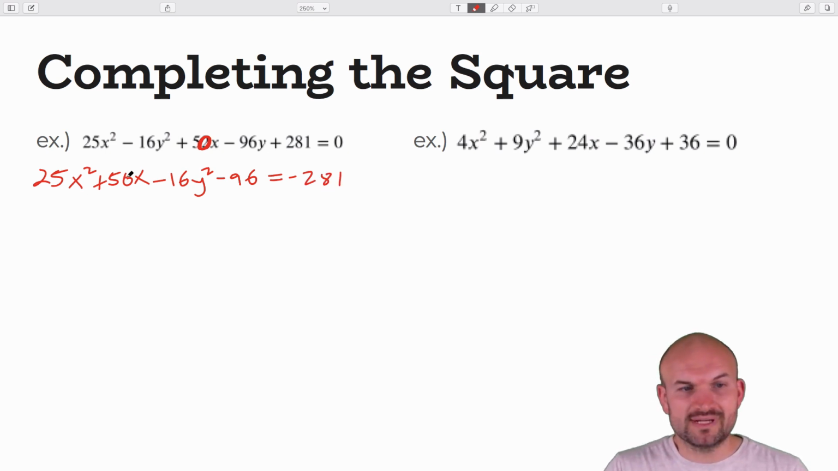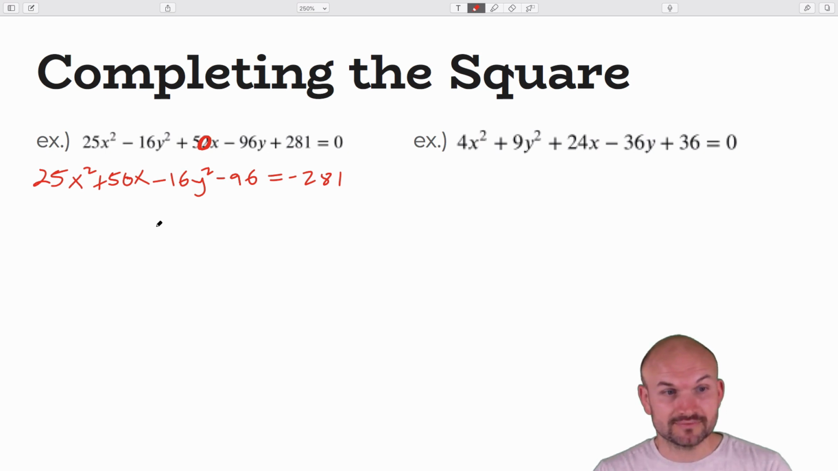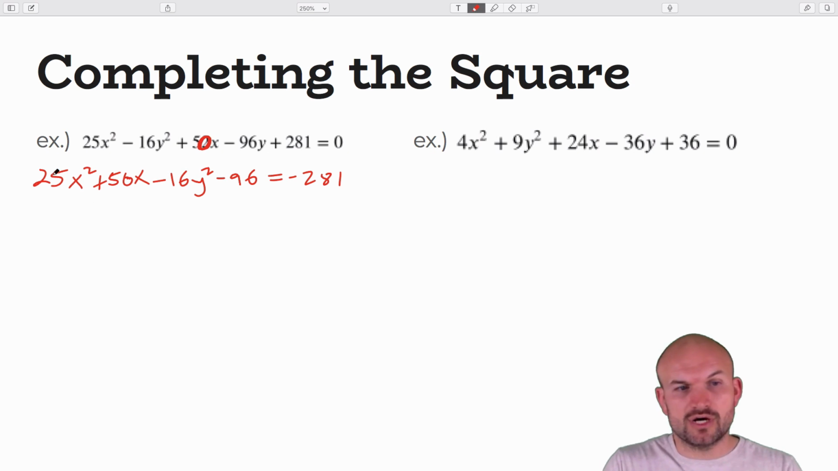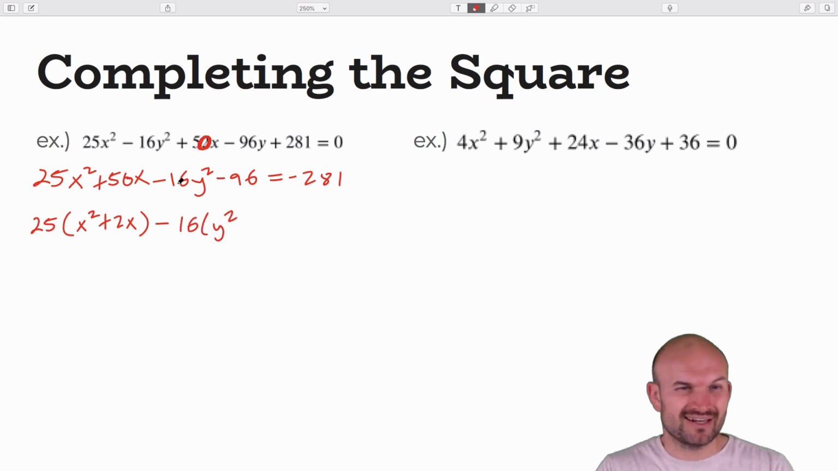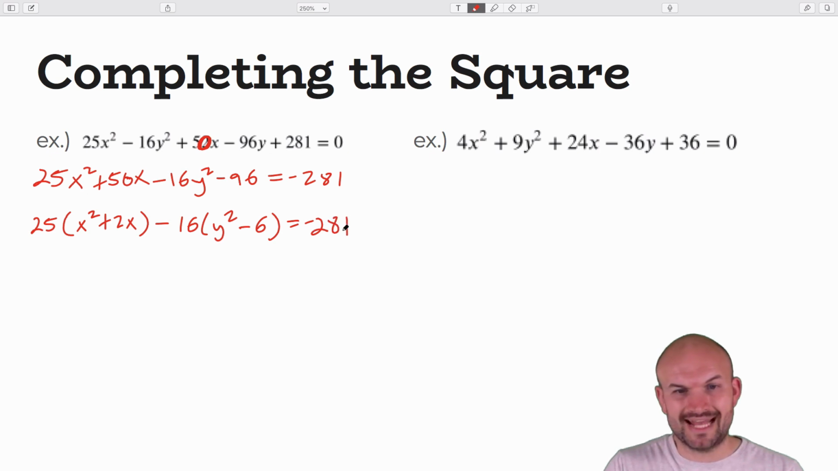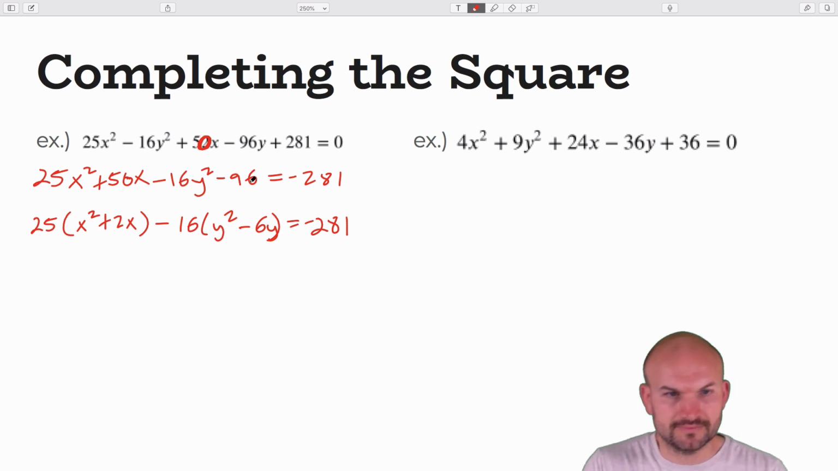Now, the whole point of this is, if we're going to want to complete the square, we're going to want to factor out those common terms, right? So in this case, I can factor out a 25. And by factoring out a 25, that's going to leave me with an x squared plus 2x. Now, hopefully you recognize I can create a perfect square trinomial there. And then over here, I'm going to want to factor out a negative 16, and that's going to leave me with a y squared. 16 times 6 is 96, that'd be a negative 6y equals a negative 281. All right. Oops, and that's a y, right? Don't forget the y.